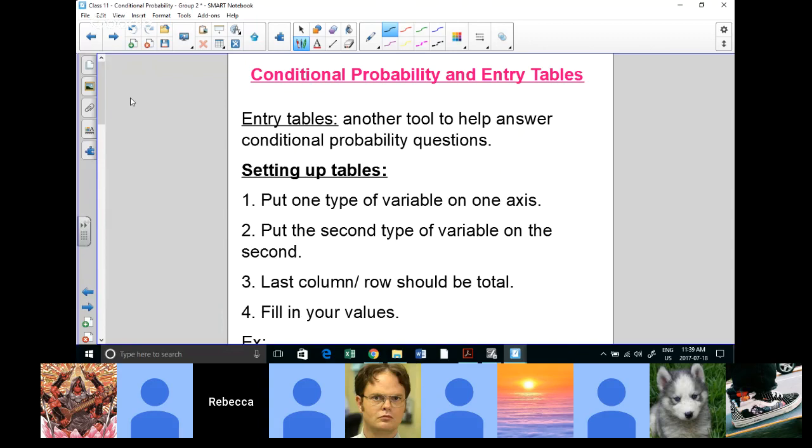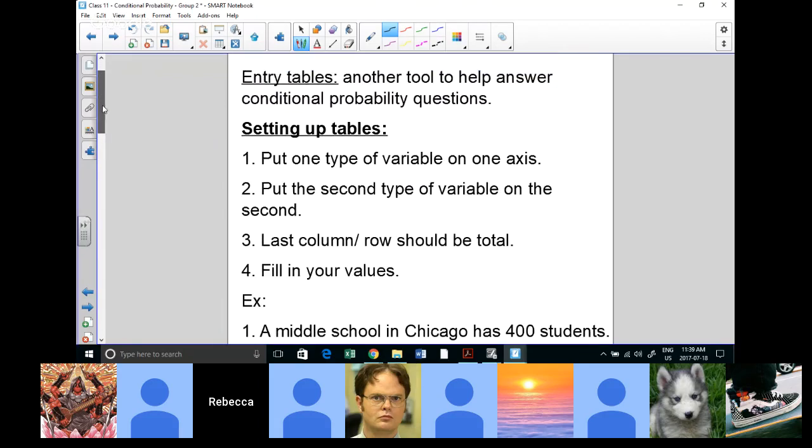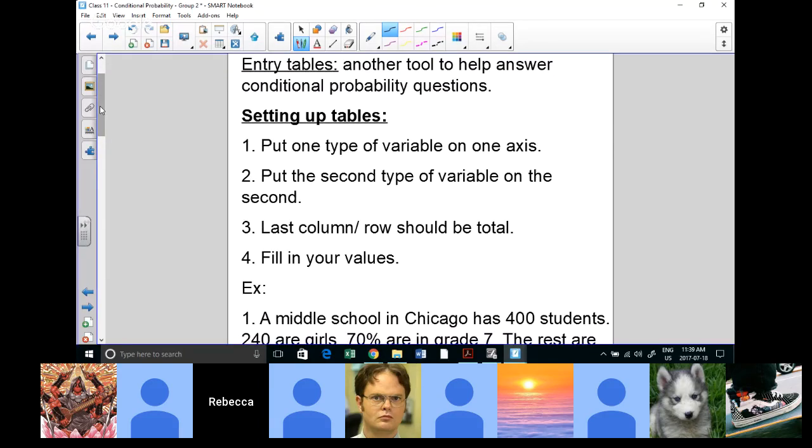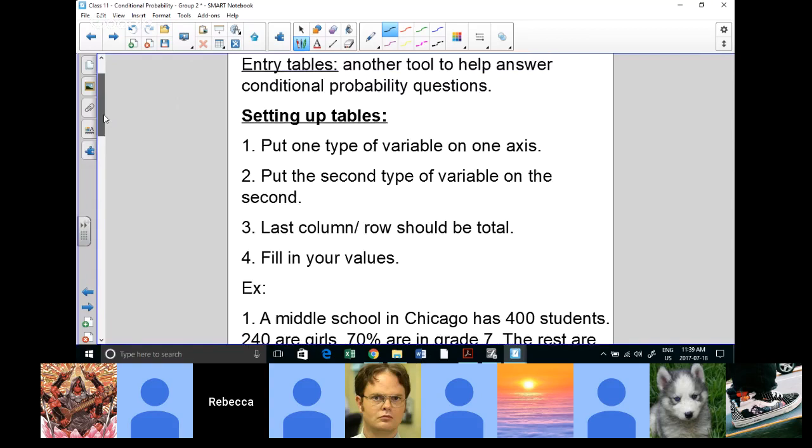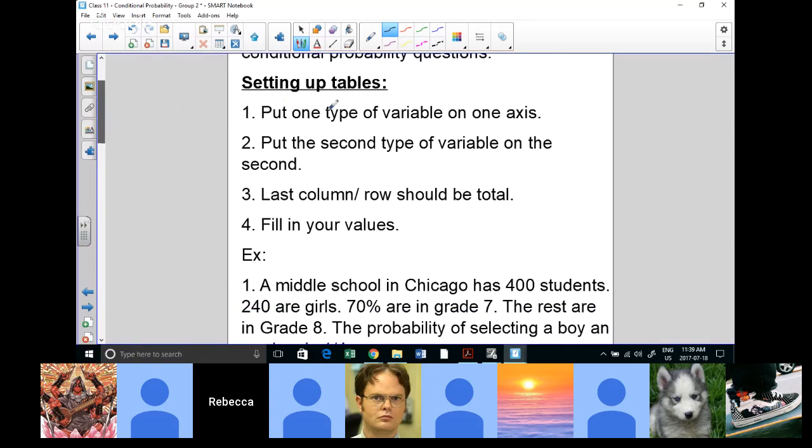Thanks, guys. So entry tables are another tool to help answer conditional probability questions. Your job, if it's not already given to you, will be to set up your table. You're going to have two different types of variables, and it's going to be very obvious what type of variables you have. On one axis, you're going to have one variable, and on the other axis, you'll have the other. You'll have a total column, and you're going to fill in your values.